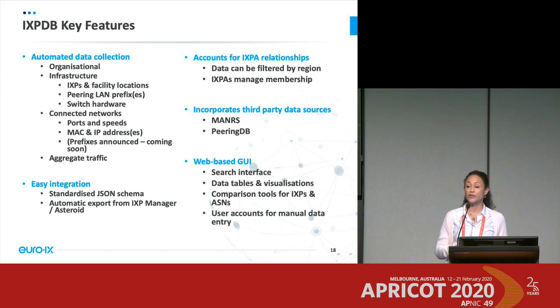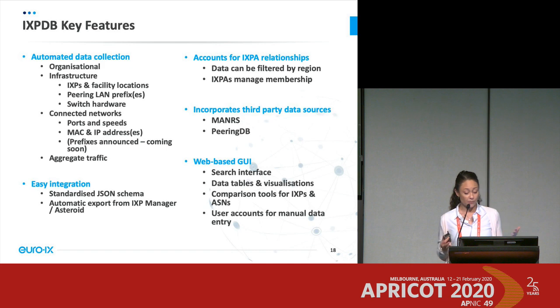So what are the key features of IXPDB? Well, it has automated data collection: organizational infrastructure, connected networks and aggregated traffic, etc. All these things get collected in IXPDB. It also offers easy integration, because it follows a standardized JSON schema, which means it's all in a standardized format.